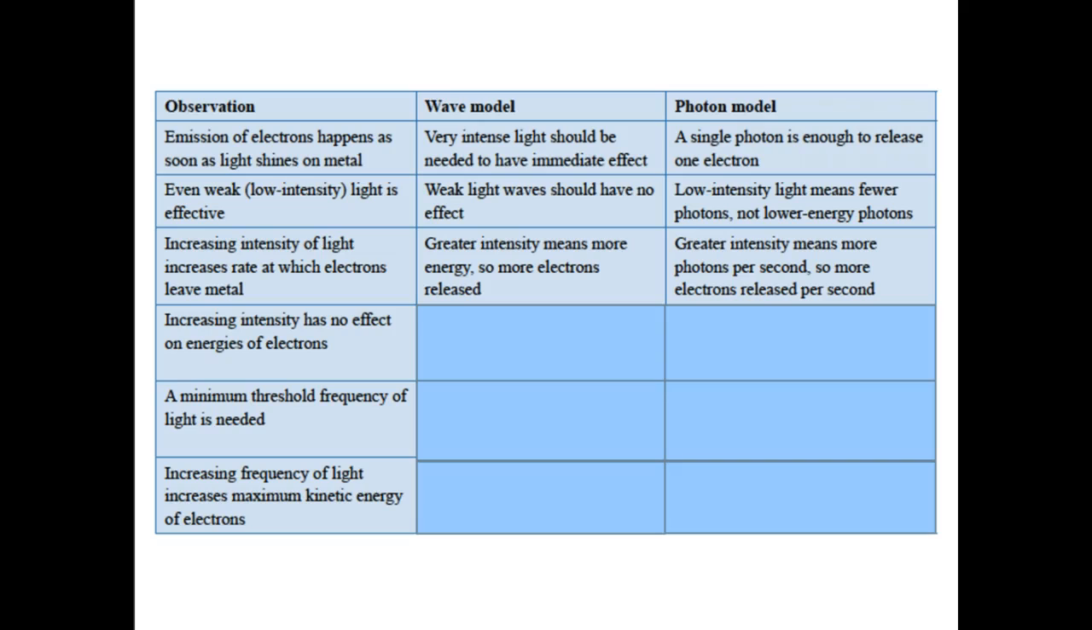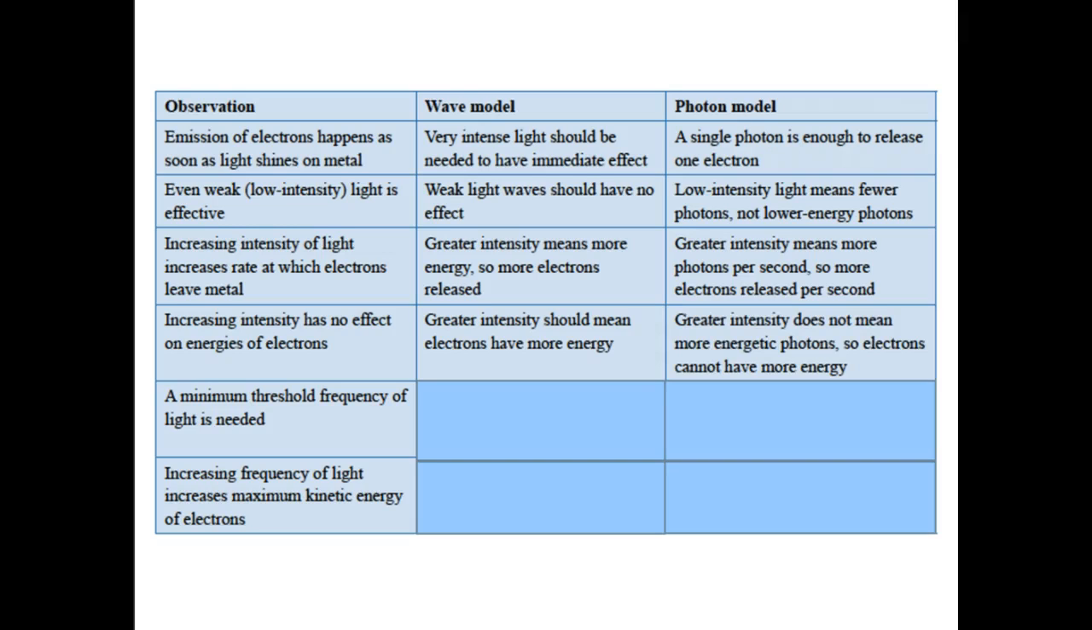Next, increasing intensity has no effect on the energy of the electrons. Well, that doesn't really work with the wave model because greater intensity should just mean there's more energy, so it should just mean the electrons have more energy. But we can explain it with a photon model because the greater intensity doesn't mean more energetic photons, it just means more photons. So we're not increasing the speed of the electrons, we're just releasing more of them.